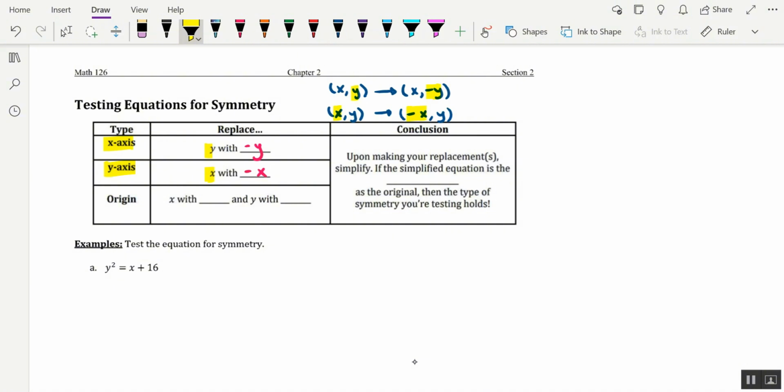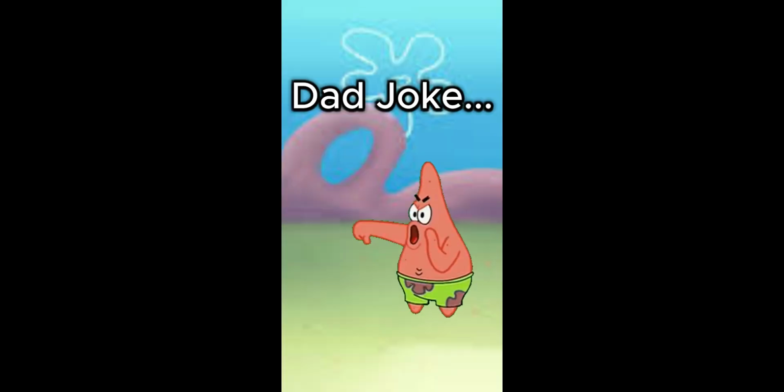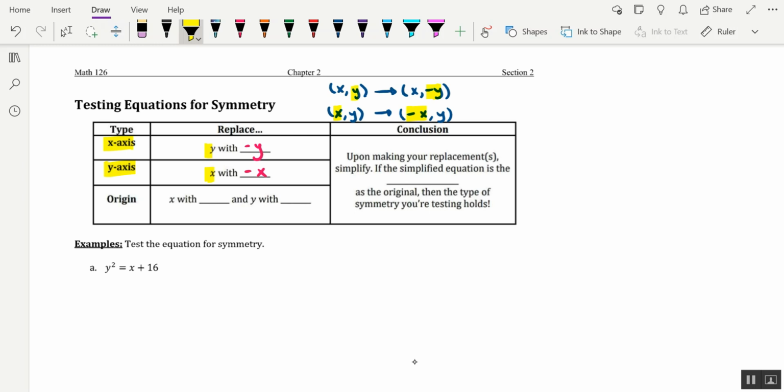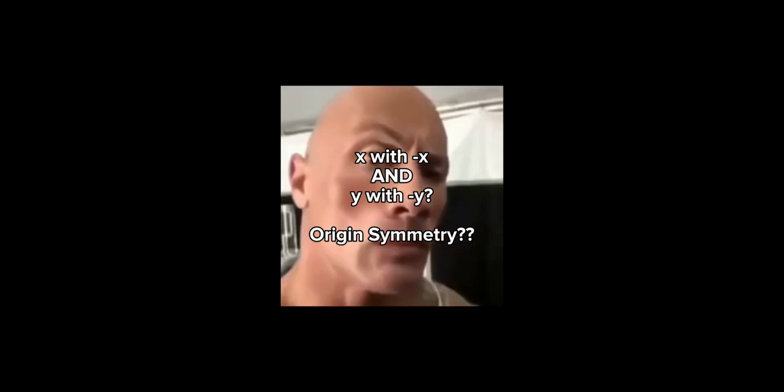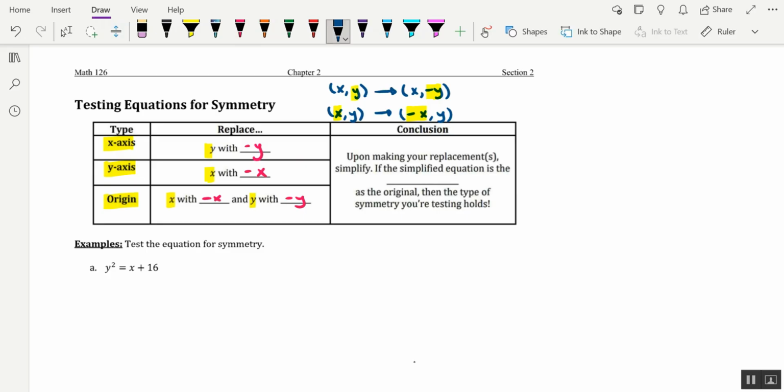Another one. Origin, glad we're at this one now. Okay, so for origin symmetry, we're going to make two replacements. We're going to replace x with negative x and y with negative y. For the sake of completion, that's because if a graph has origin symmetry, then for any point (x, y) that's on it, it's going to have a corresponding point with opposite coordinates, (negative x, negative y). So you have to make two replacements.